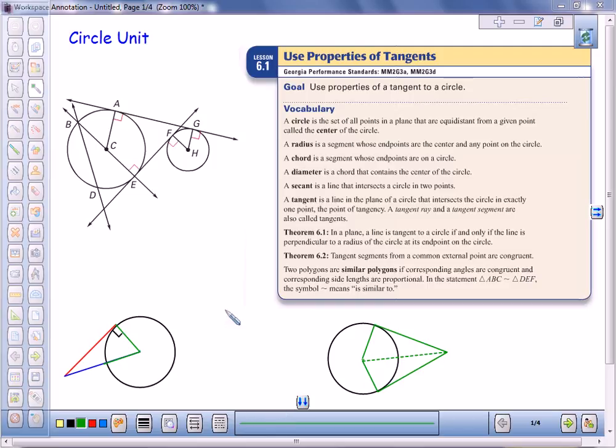Welcome to Accelerated Math 1. Today we are starting the circle unit. So we're going to go back over some definitions that are important to understand to be able to solve the problems that we have in this unit. Let's take a look at the vocabulary.